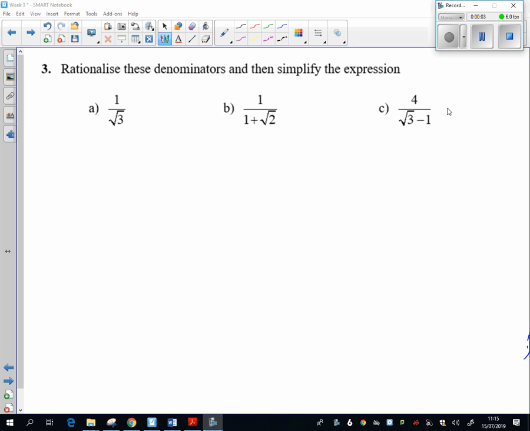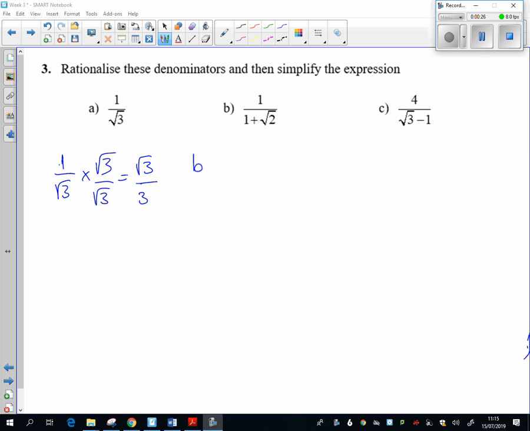Question 3, we're rationalising the denominator of some surds. So for one like a, when it's just a single term in the denominator, all you need to do there is multiply through by root 3 over root 3. So 1 multiplied by root 3 will give you root 3 in the numerator, and root 3 multiplied by root 3 will leave you with 3 in the denominator.